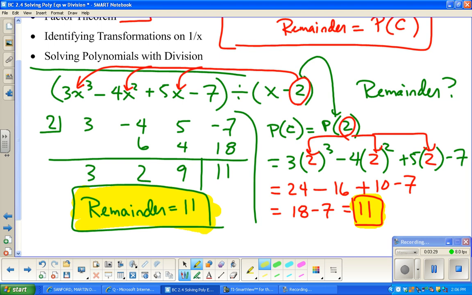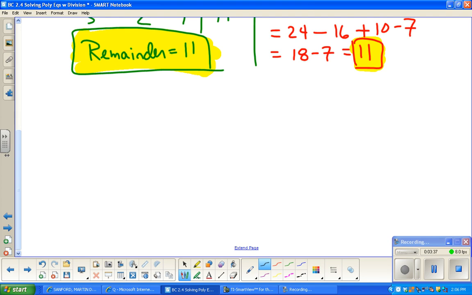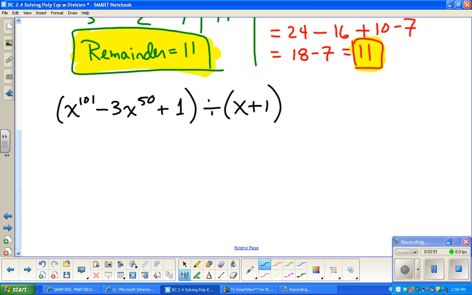One of the things to see is it's really not that big of a deal when the division is easy, but what if the division is not so easy? So I have x to the 101st power minus 3 times x to the 50th plus 1 divided by, let's say, x plus 1. And again, all I want to know is the remainder. And again, there are times when that's all we want to know. So if I want just the remainder, then I can do p of, well, the thing that would go in the box would be -1.